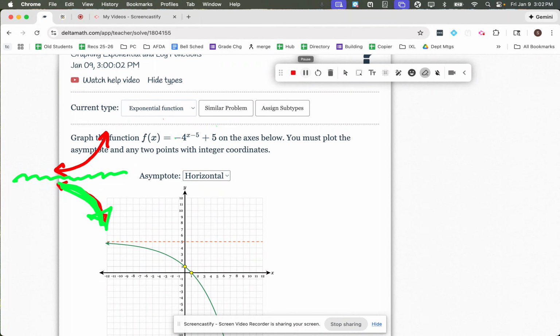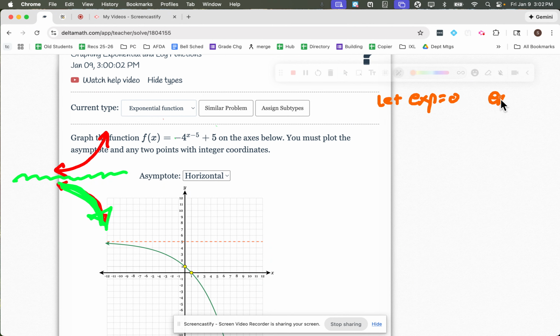We don't have a fractional base, so we're going to let x be 2 things, the exponent. One of them is going to be 0, and the other is going to be 1. If the exponent's going to be 0, x has got to be 5. If the exponent's going to be 1, x has got to be 6. Take the scenario where x is 5. We're getting, now watch this carefully, negative 4 to the 0 power plus 5.